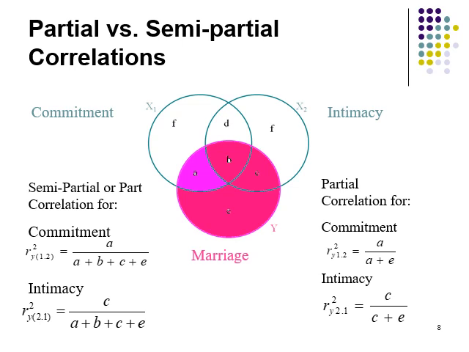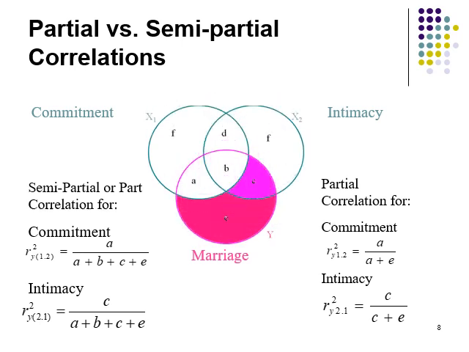So again, a way to think of this is, visually speaking, if we're talking about semi-partial or part correlation, we're simply asking what is the unique variance explained by a predictor in all of the variance of our outcome. If we're talking about partial correlation, we're asking what is the unique variance explained by our predictor in the unexplained variance of our outcome. In other words, variance that isn't explained by any other predictor.